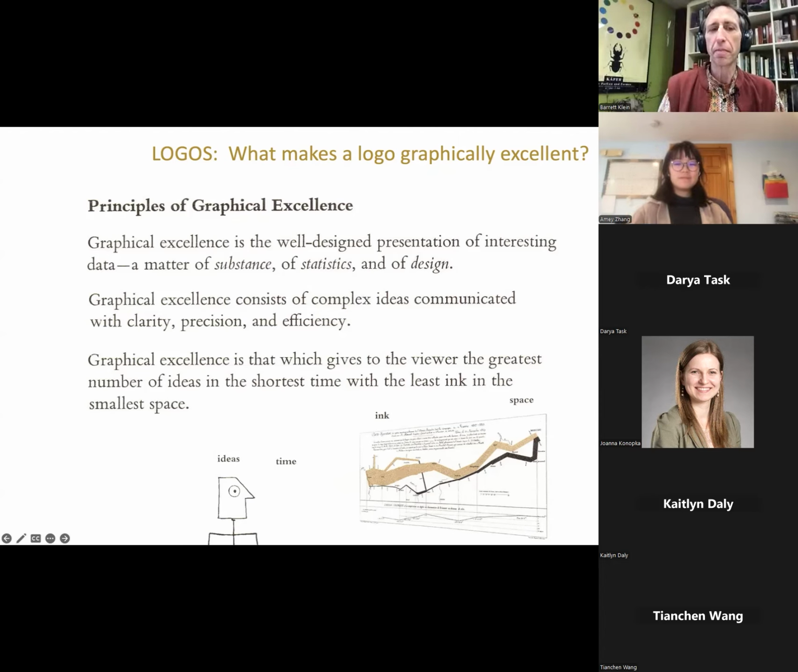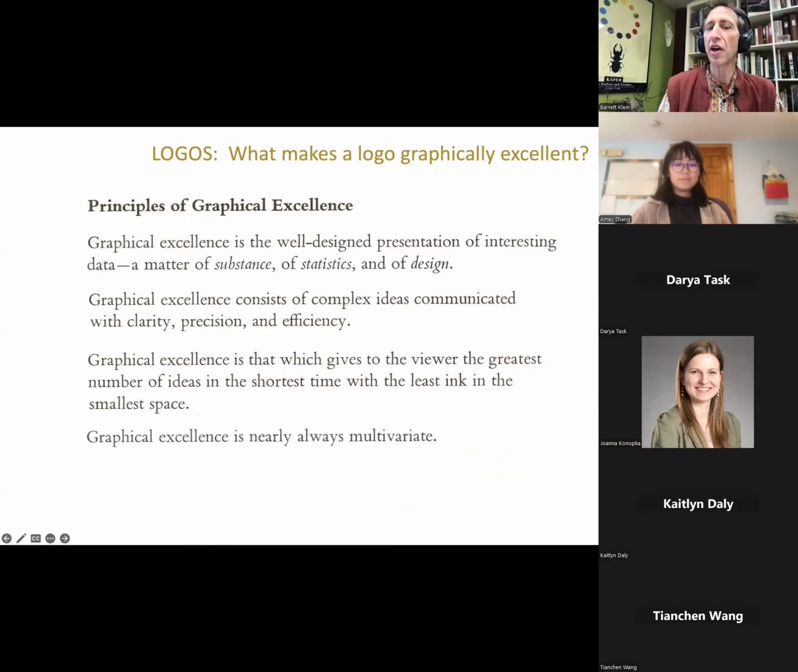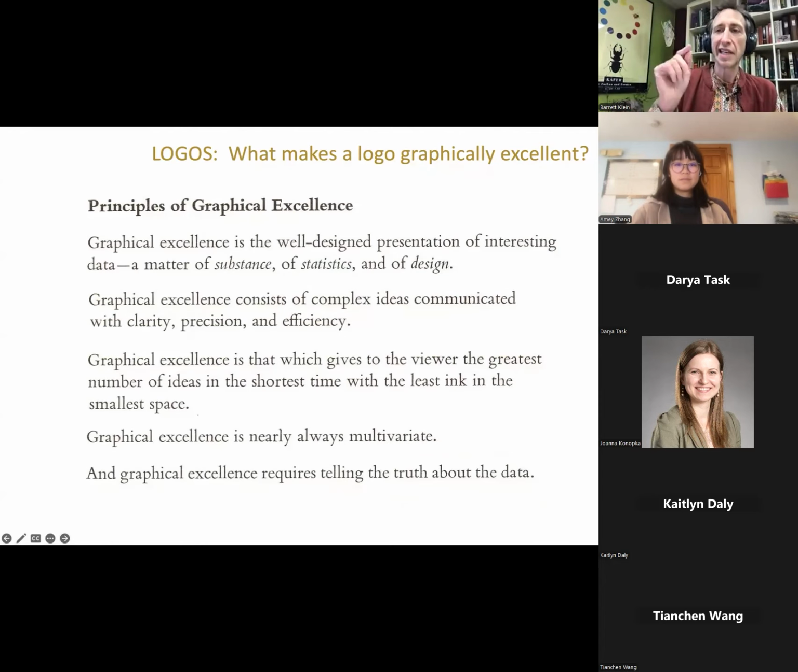But he has 2 more. Graphical excellence is nearly always multivariate, more than one variable is involved. And some of you will remember his favorite graphic that has 6 layers of information: Napoleon's army's march on Moscow and retreat. And finally, graphical excellence requires telling the truth about the data. So in visualizing science, 3 of our goals, probably in order of importance, are accuracy, clarity, and then aesthetics, an engaging image that will draw us in and keep us there.